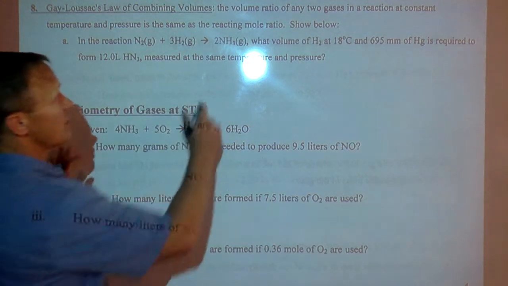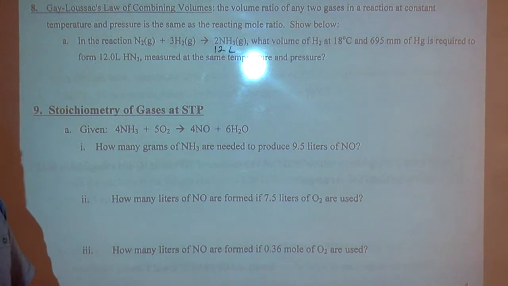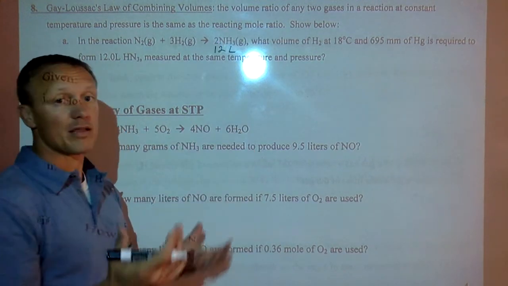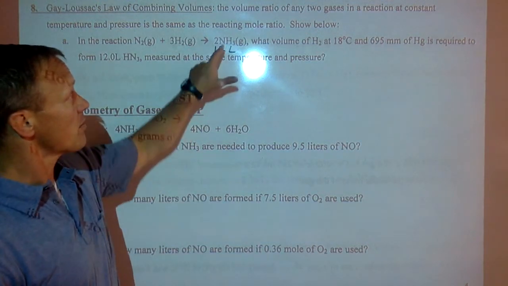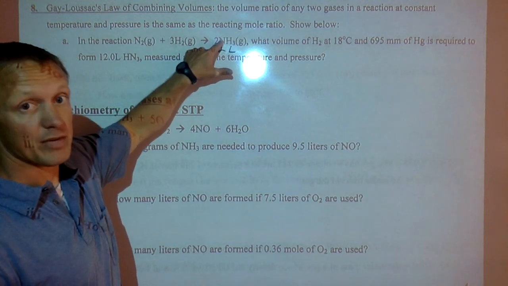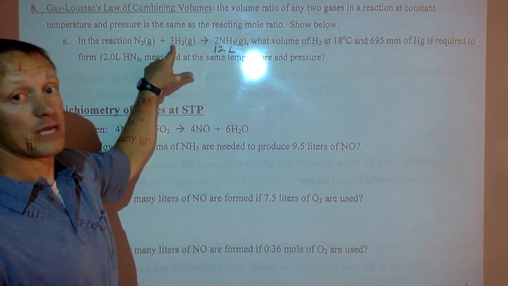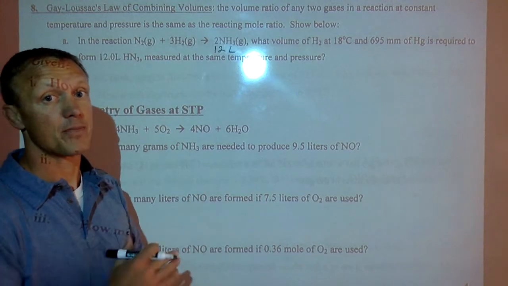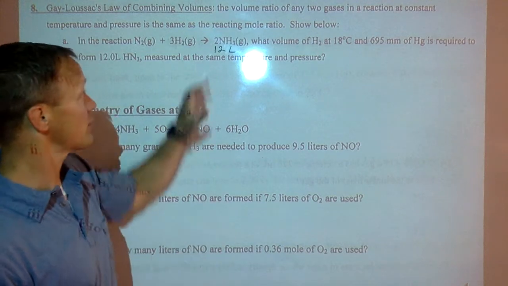If we have 12 liters of that, we can just look at the ratio here. Usually we say this is a mole ratio. Remember, if we're at STP, or at the same temperature and pressure, 2 moles of that gas would be 44.8 liters. 3 moles of that gas would be 22.4 times 3. A mole of that gas would be 22.4 liters. So if we were at STP, those would all be in a 1 to 3 to 2 liter ratio. So we can use those as liter ratios.